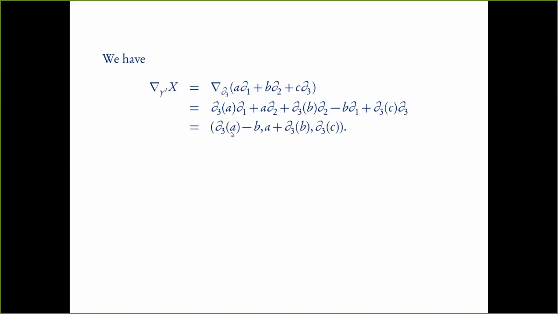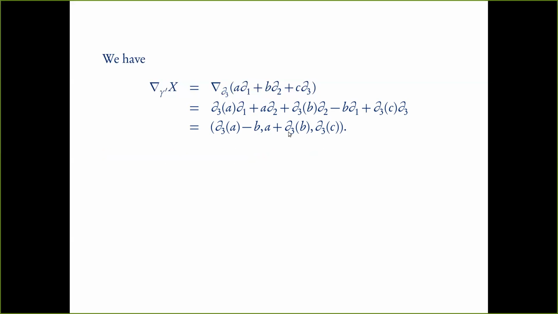So what is this quantity? This is simply ∇₃ of a minus b, a plus ∇₃ of b, and ∇₃ of c. So the only terms that remain involve ∇₃, and that's understandable because our curve is (0, 0, t). So when I say ∇₃, it's simply d by dt because that is the z direction, right?